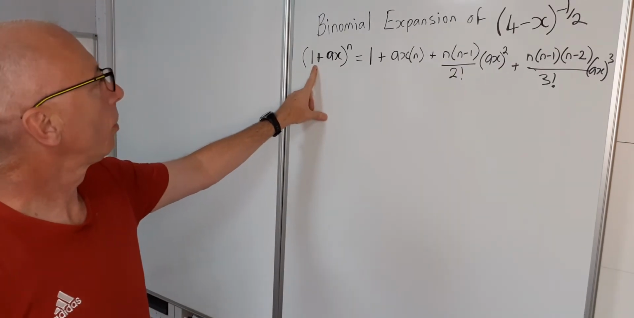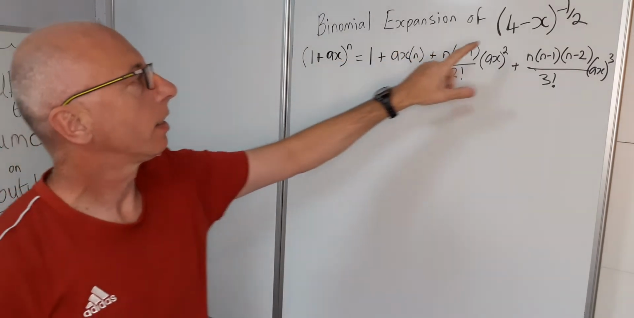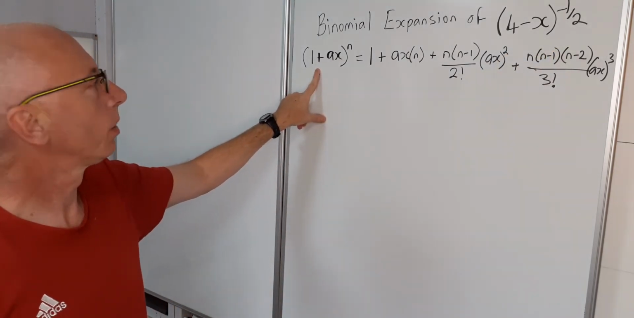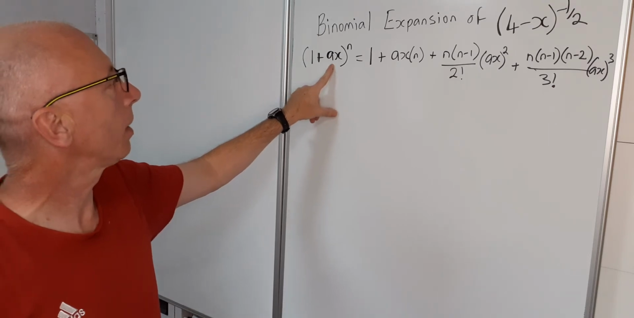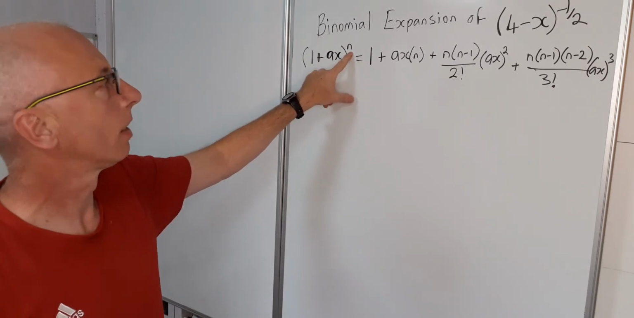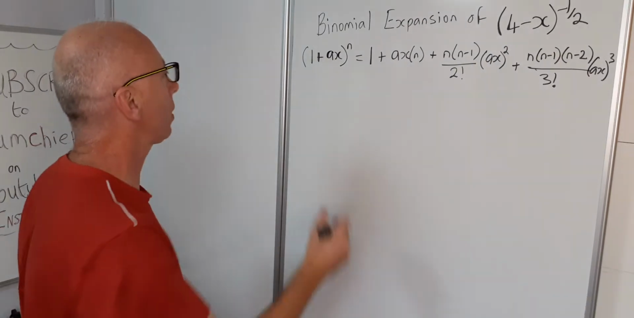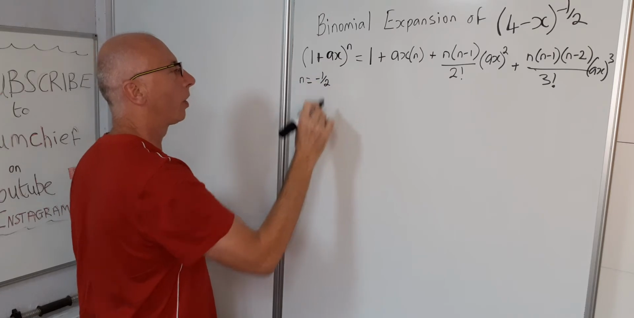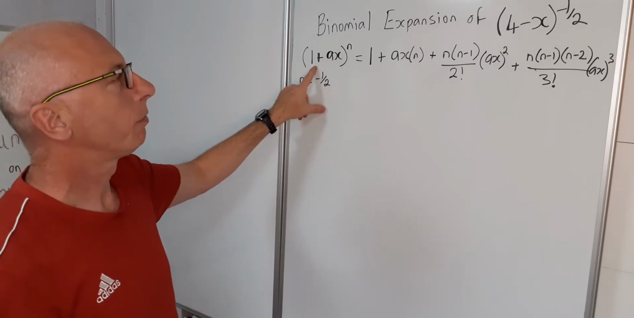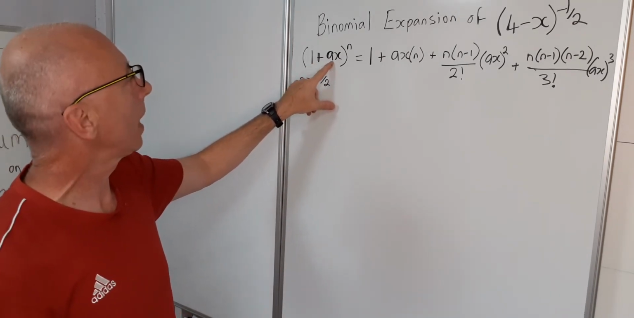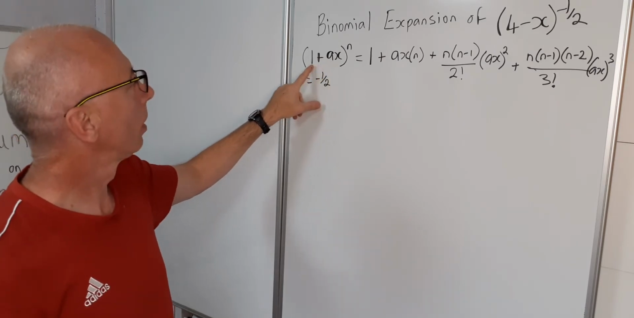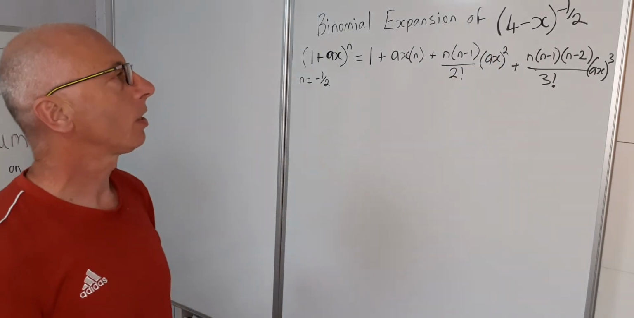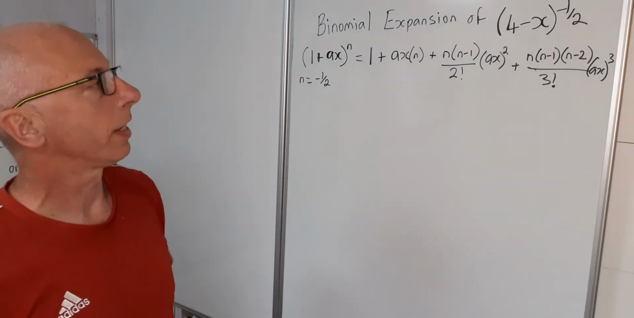So first of all, we've got 1 plus ax to the power of n. Let's write this in terms of that. So we've got a 4 and we've got a minus ax to the power of n. So our n is minus 1/2. So n equals minus 1/2. But it's a little bit awkward at the moment. We've got 1 plus ax, so we could put a as minus 1, but we've got the 1 here, whereas here we've got a 4. So we need to try and find out if we can get a 1 in there.